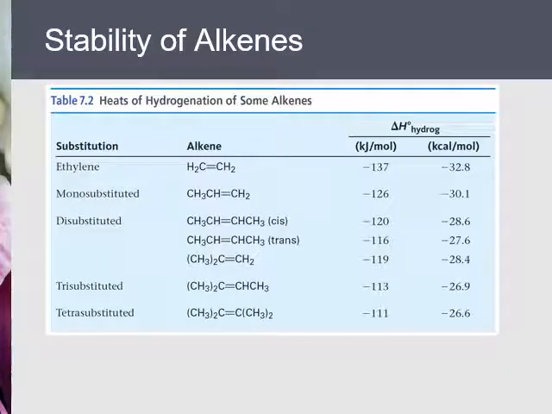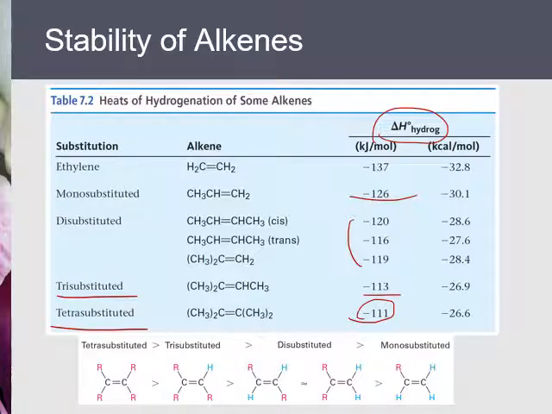This table shows heats of hydrogenation of some alkenes. Tetrasubstituted alkene has the smallest delta H, followed by trisubstituted, and then disubstituted, and monosubstituted. And so the conclusion is the tetrasubstituted is the most stable alkene, and then trisubstituted, disubstituted, and monosubstituted alkene.